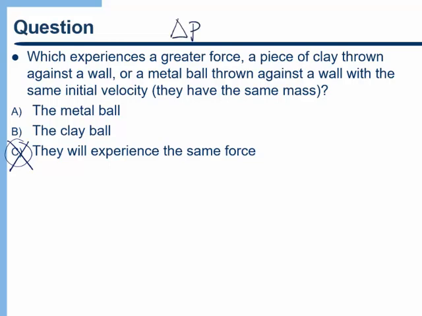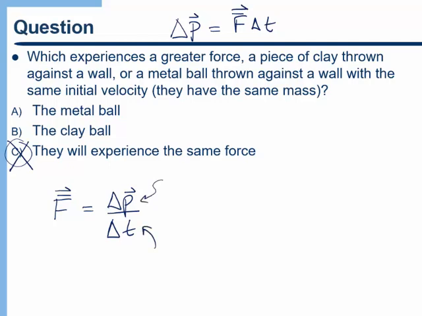So we know that delta P is equal to F delta T. And you'll notice here I have both the vector sign and the average sign on the force. Well, we can obviously rewrite that for the average force as delta P over delta T. And what we see here is that what's going to govern the force that an object experiences in a collision is how much the momentum changes and over what time does the collision occur.